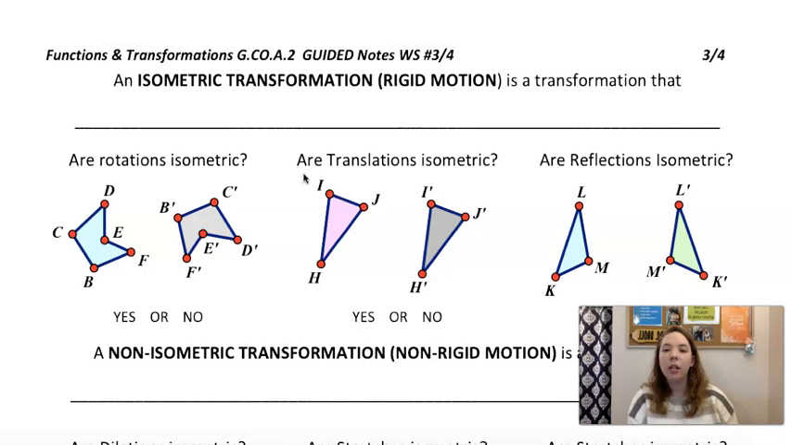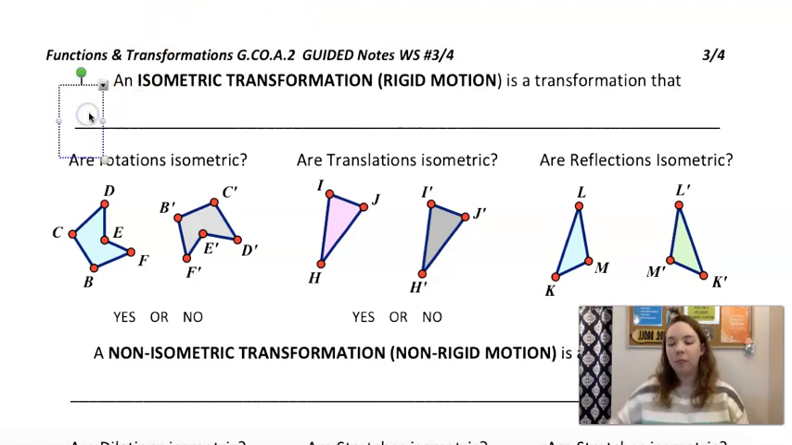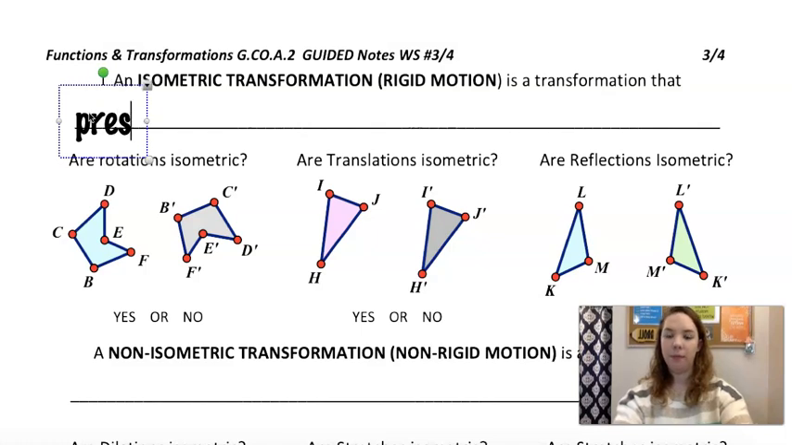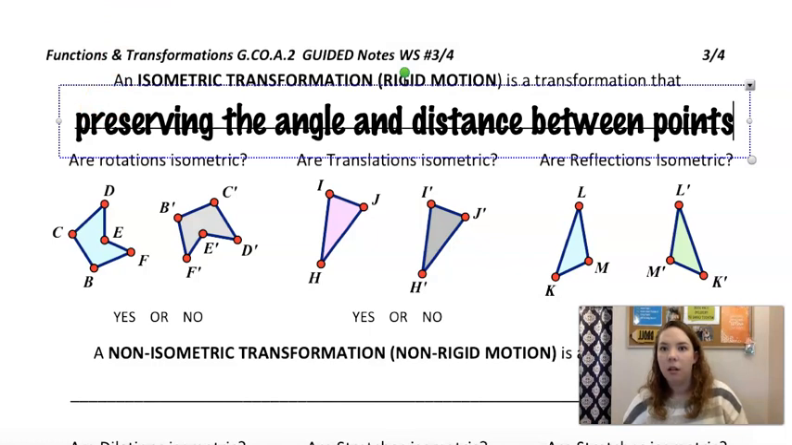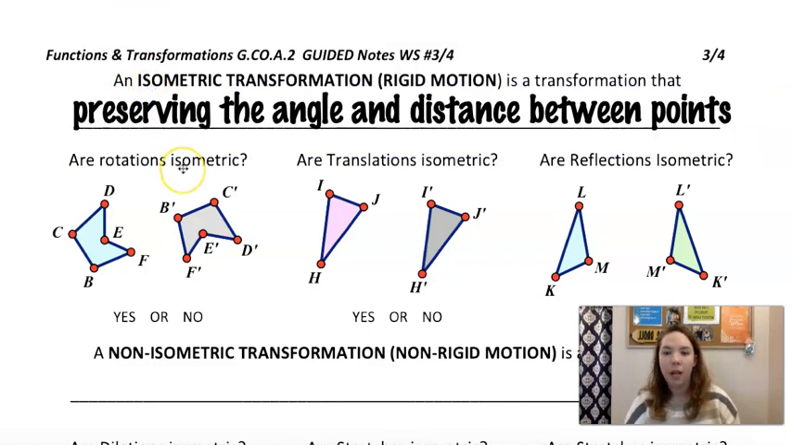So there are two different types of transformations. The first is an isometric transformation or a rigid motion. And that means that we are preserving the angle and distance between points. All right, so for example, all of these angles are going to be the same. So angle C and C prime are going to be the same measure, and then the distance from C to D should be the same distance from C prime to D prime.